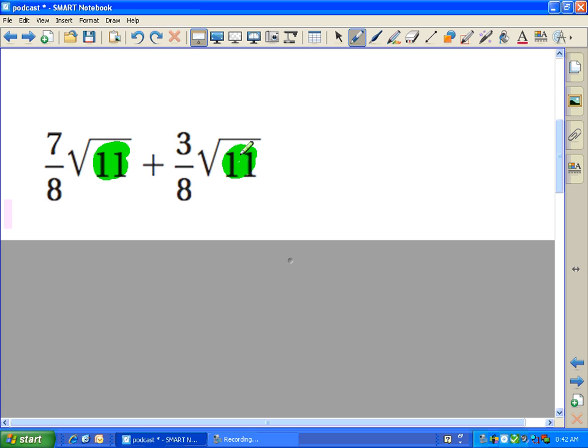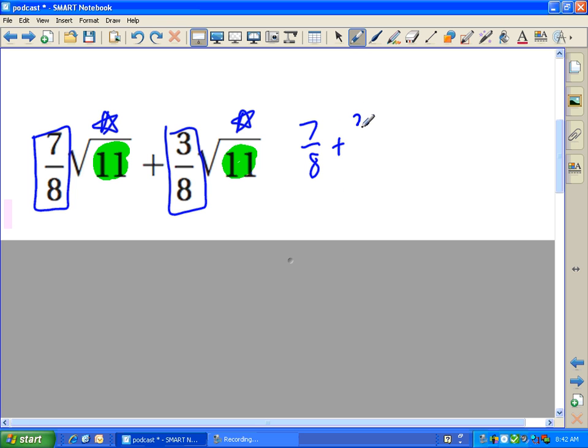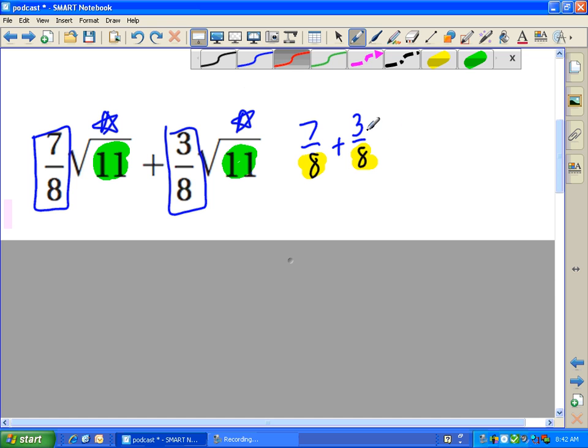I have like terms. Either give them both stars or give them both hearts. First thing I'm going to do is add my coefficients. So I have 7 over 8 plus 3 over 8. I have a common denominator, so I don't have to change either of my fractions. 7 plus 3 gives me 10.